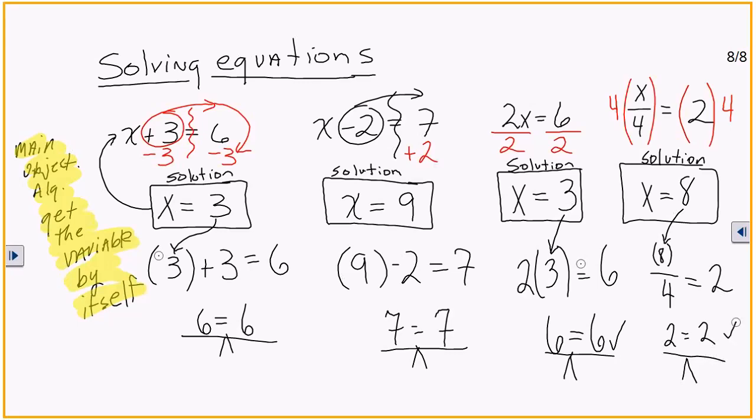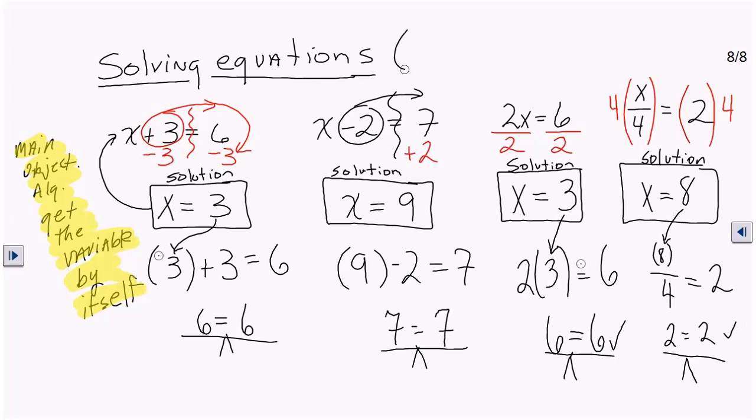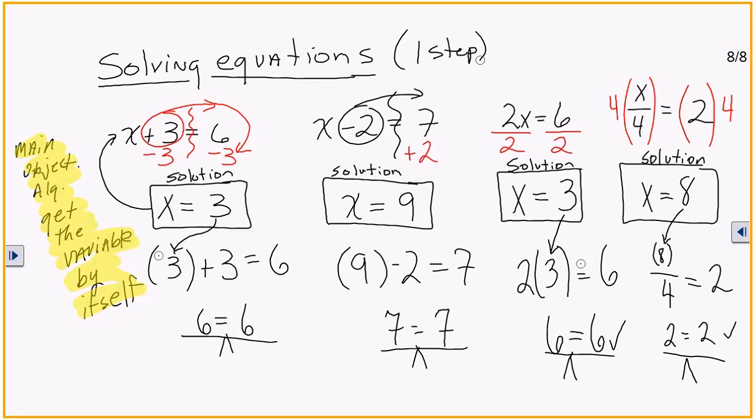So those are one-step equations, and you can put in your notebook "one step," because you have one step. You just divide, you subtract 3, that's one step. You added 2, that's one step. You divided by 2, that's one step. You multiplied by 4, that's one step.